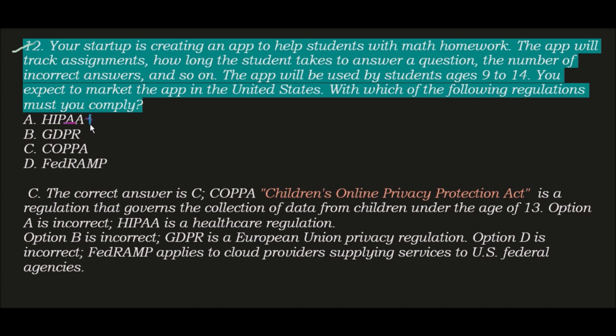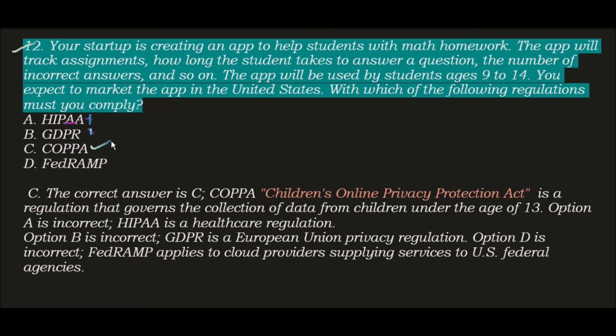Option B, GDPR. GDPR is also not correct here because GDPR is a European Union privacy regulation. Okay, so option B is discarded. Now option C, COPPA. COPPA stands for Children's Online Privacy Protection Act. Option C is correct because COPPA is a regulation that governs the collection of data from children under the age of 13. That's why option C is correct.